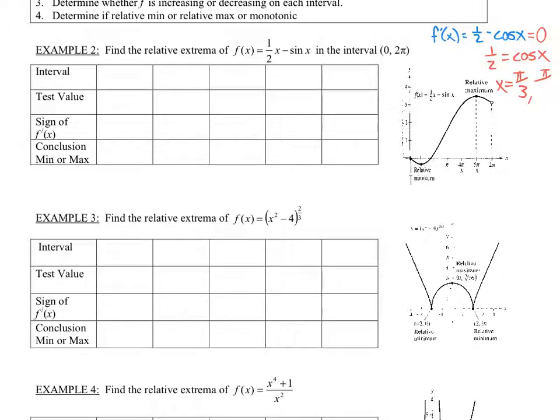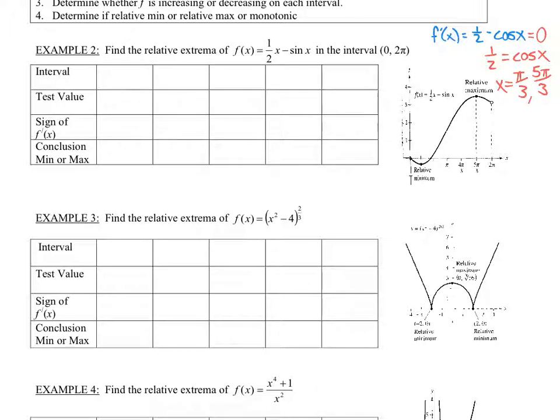5 pi over 3. Hey, don't be surprised if you guys have a pop quiz at some point on your unit circle. It'd be a shame to learn all this calculus and then fail the AP exam because you don't know your unit circle. They expect you to know it real well.